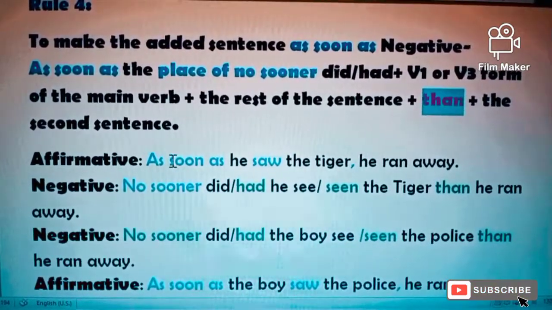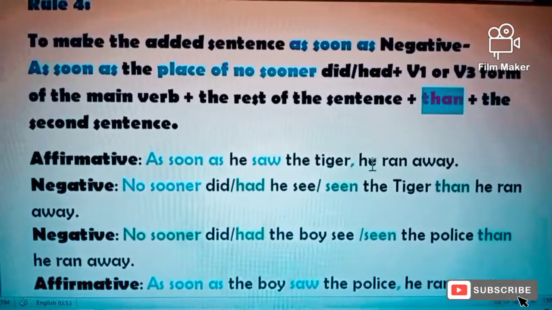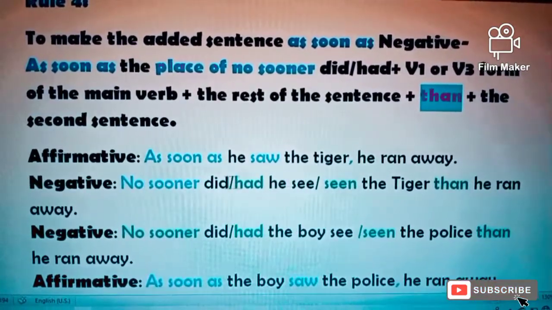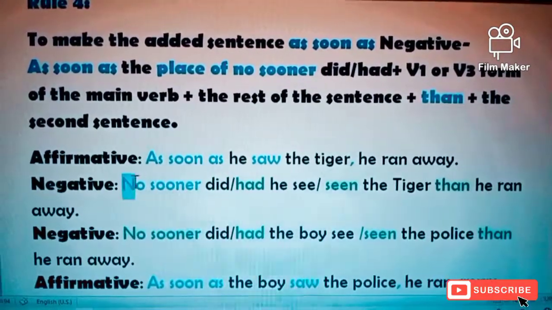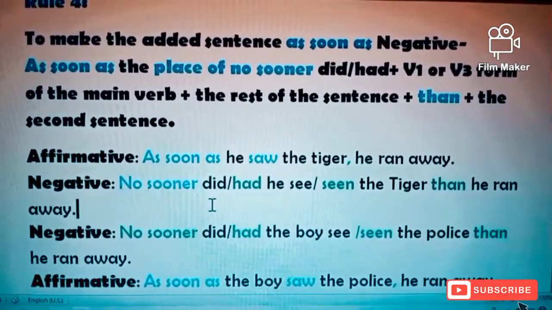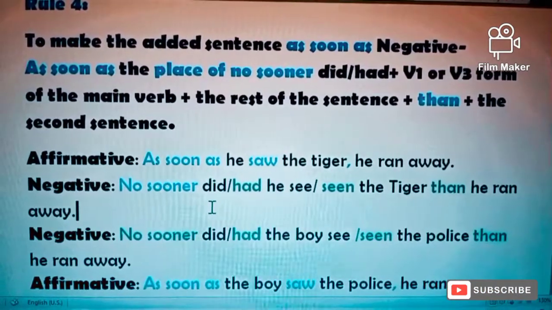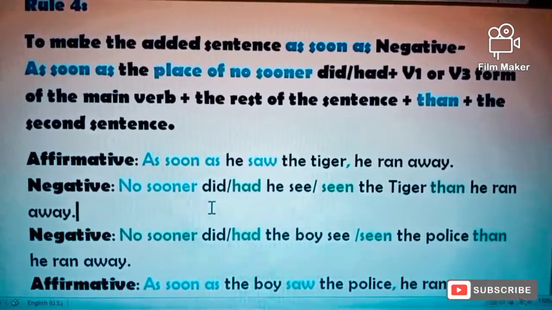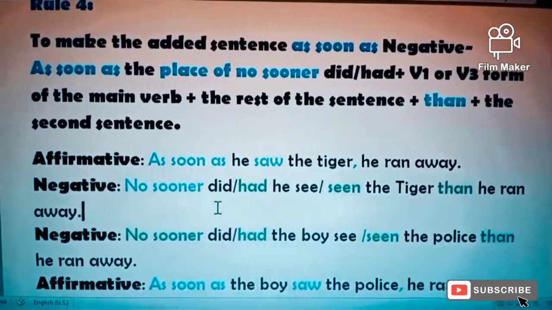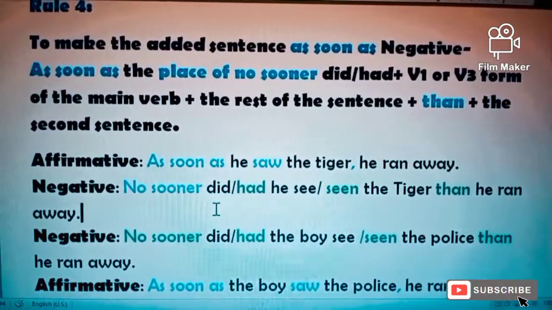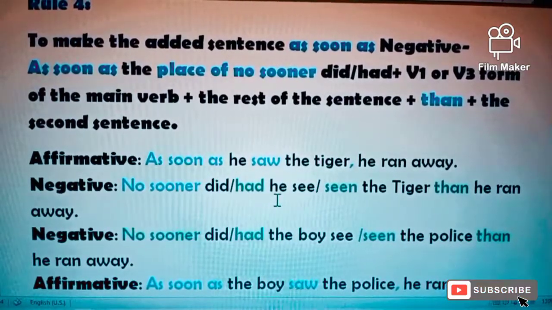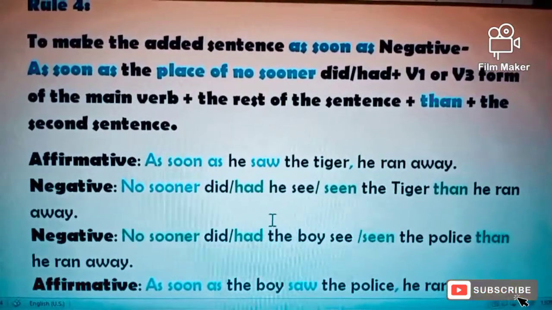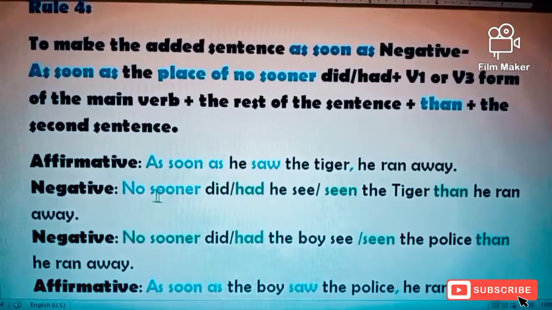Affirmative sentence: As soon as he saw the tiger, he ran away. It's a positive sentence. While making it negative, we can begin with "no sooner." It should be noted that whenever the sentence begins with "as soon as," we can definitely use "no sooner" in order to make it negative. Now, while applying "no sooner," we can use "did" and "had." Look at the changes and note them down.